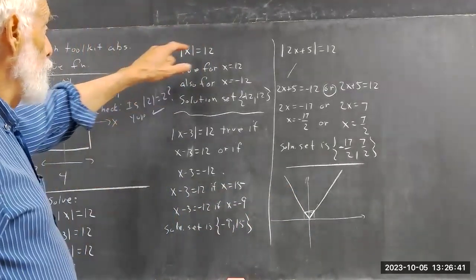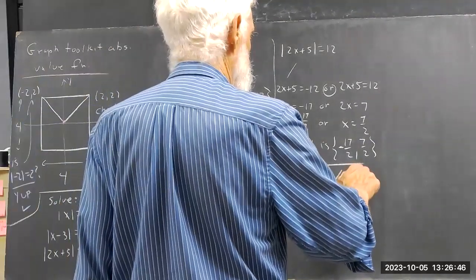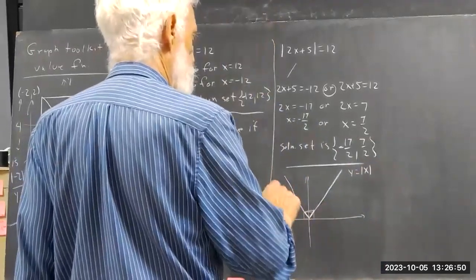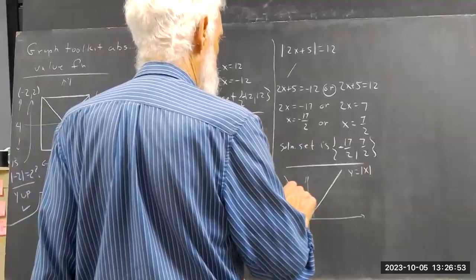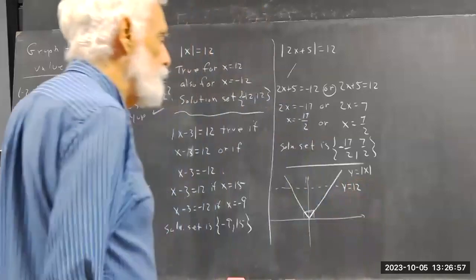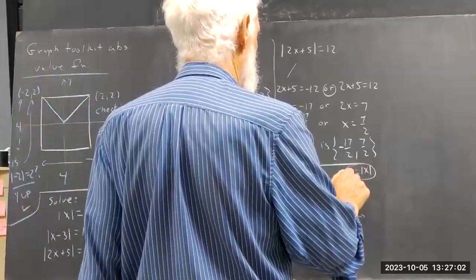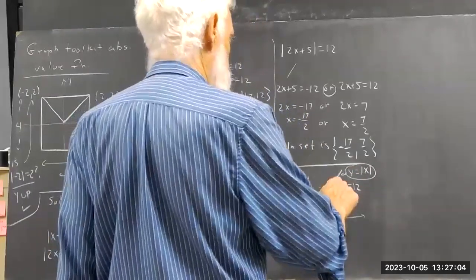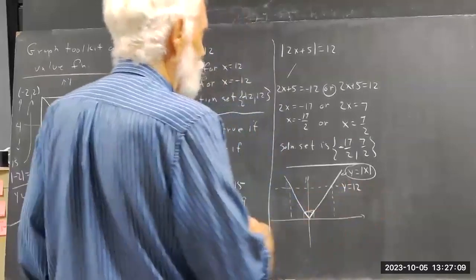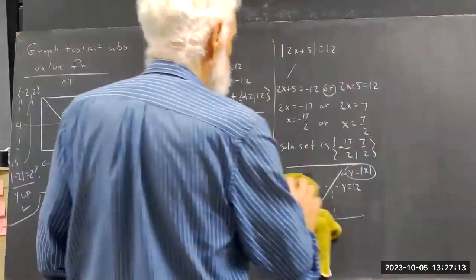We want to do absolute value of x equals 12. We sketch the line y equals 12. Function is y equals absolute value of x. This line is y equals 12. And we project down to the x-axis. Again, I drew this thing very poorly. I drew it so poorly. I'm going to point it out.